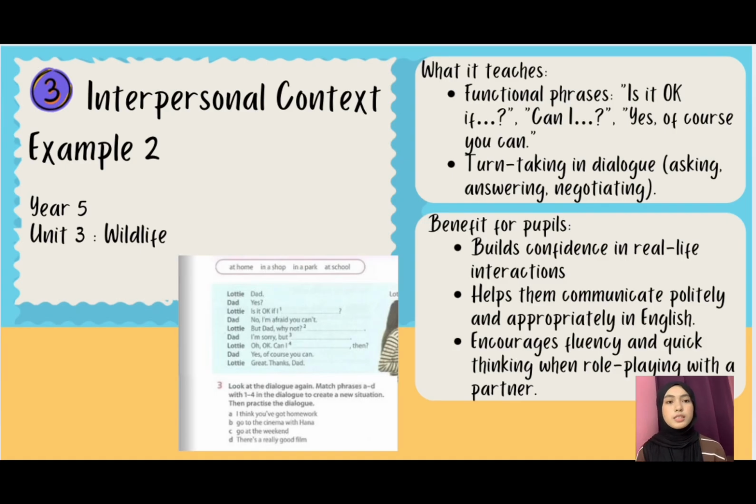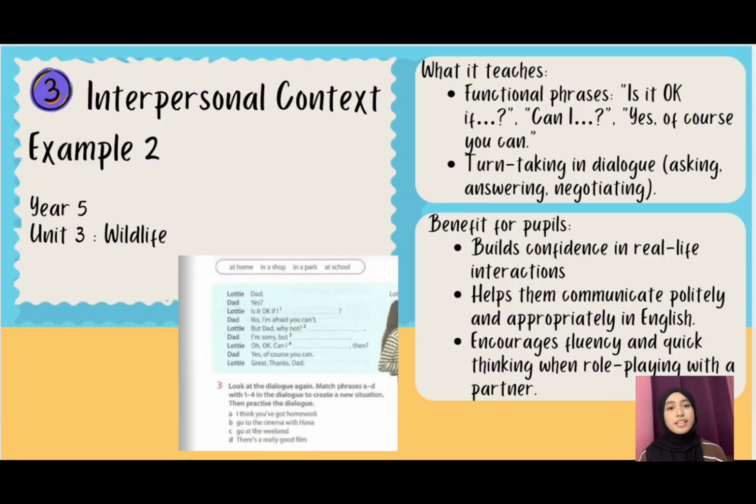So, this is the first activity from the unit. In this lesson, pupils learn functional phrases such as, "Is it okay if...?" and "Can I...?" and then, "Yes, of course you can." They also practice turn-taking in dialogue, which means not only asking questions, but also answering and negotiating. For example, Lottie asked her dad, "Dad, can I use your computer?"